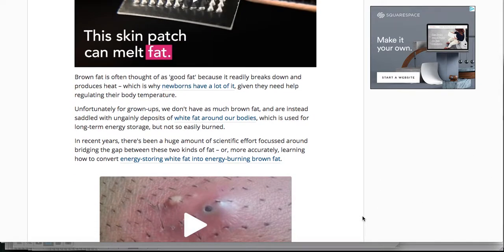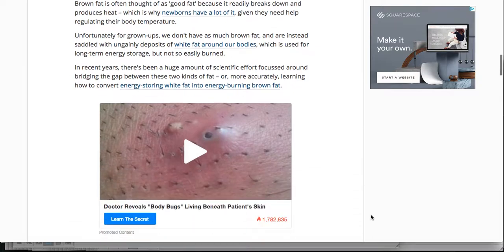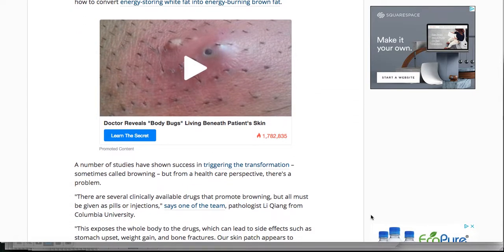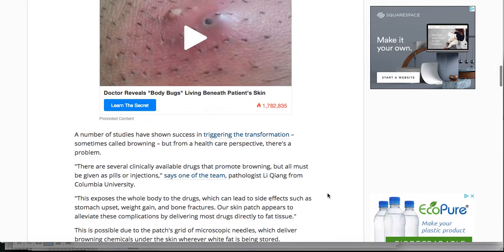In recent years, there's been a huge amount of scientific effort focused around bridging the gap between the two kinds of fat, or more accurately, learning how to convert energy-storing white fat into energy-burning brown fat. A number of studies have shown success in triggering the transformation, sometimes called browning, but from a healthcare perspective, there's a problem. There are several clinically available drugs that promote browning, but all must be given as pills or injections, says one member of the team, a pathologist named Li Qiang at Columbia University.